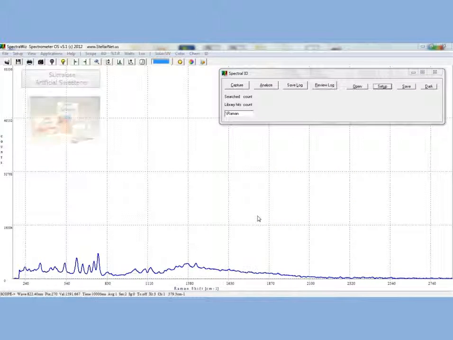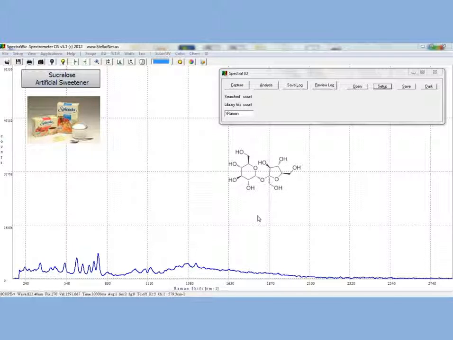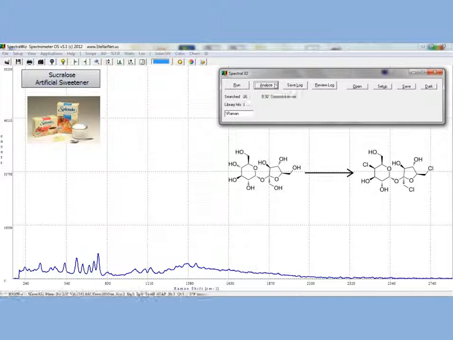Now we will measure the Raman spectrum of sucralose, a non-caloric artificial sweetener made by chlorinating several of the primary alcohols of sucrose. This process makes sucralose approximately 600 times as sweet as sucrose. It also is stable under high heat, so it's good for baking in many canned products. Once you collect your Raman spectrum, you can click the Analyze button in the Spectral ID tool panel and see the nearest match, which here is sucralose in a vial, exactly correct.